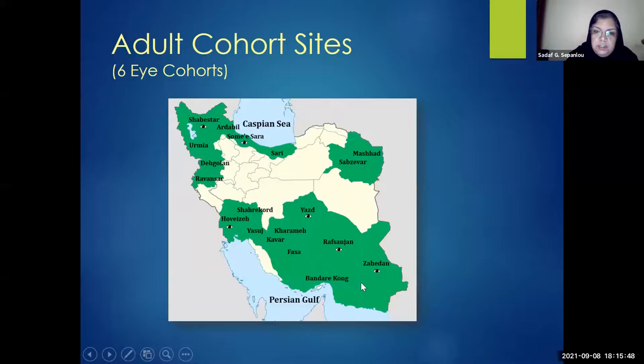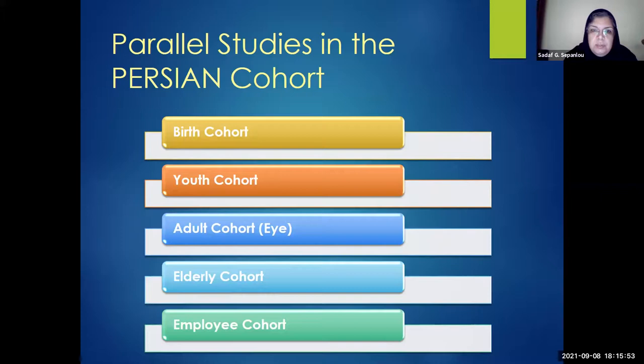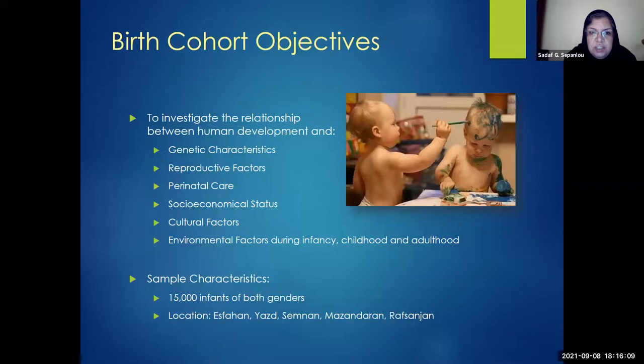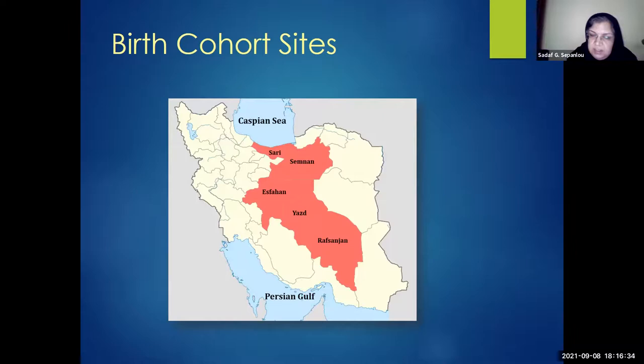There were also studies parallel to the Persian cohort. These were also mentioned in the clip: the birth cohort, youth cohort, adult cohort, elderly cohort, and employee cohort. Okay. The birth cohort objectives were to investigate the relationship between human development and the genetic characteristics, the reproductive factors, perinatal care, socioeconomic status, cultural factors and environmental factors during infancy, childhood, and adulthood. Overall, 15,000 infants of both genders were recruited in 5 provinces of Sari, Semnan, Esfahan, Yazd, and Rafsanjan.